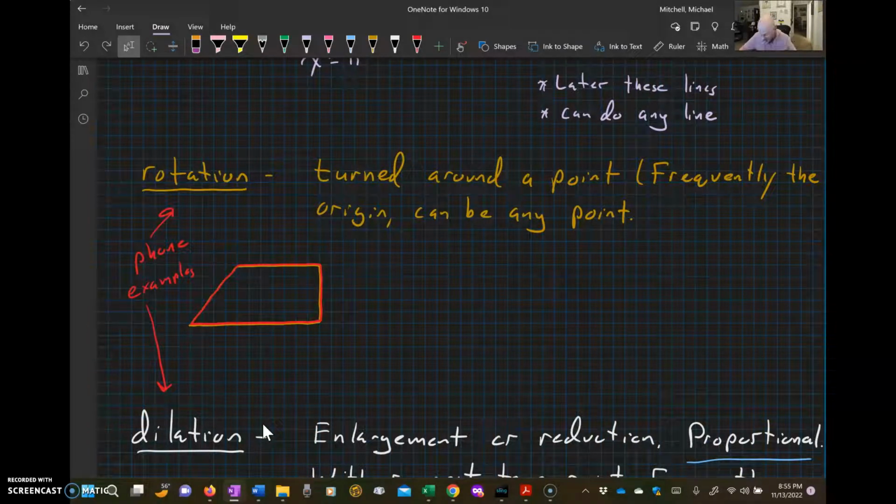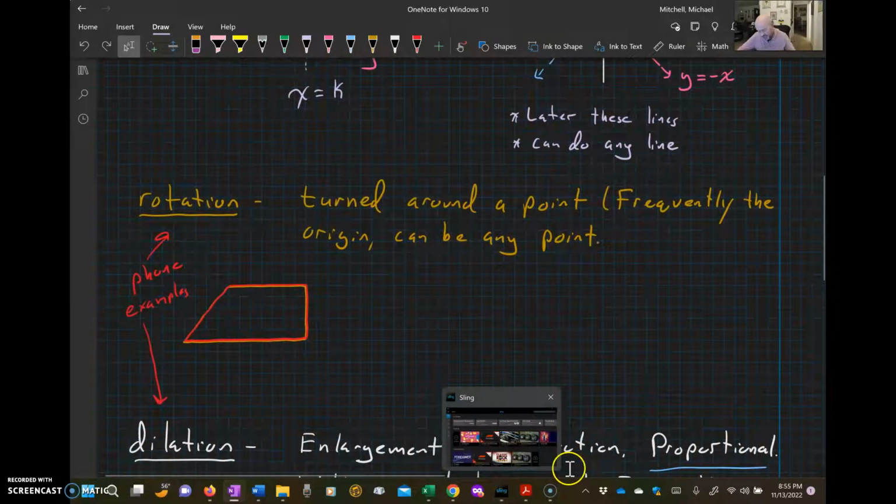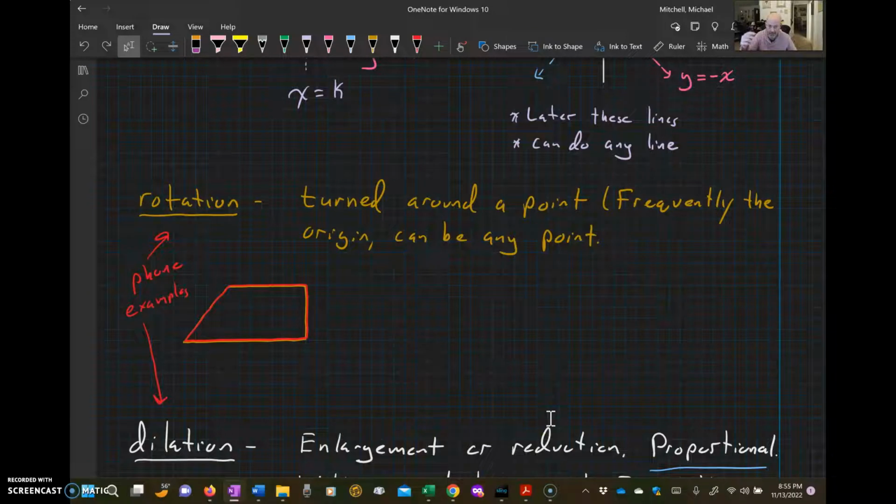You can show this on your phone too. I guess I can't do a real good phone example for that, but I could show it on my phone at school a little bit easier. So this rotation is turned around a point frequently. It's kind of like pinwheeling around a point, like the axis on the revolving door that they showed earlier, the center of the pinwheel. I'm going to end up using this point for my rotation.